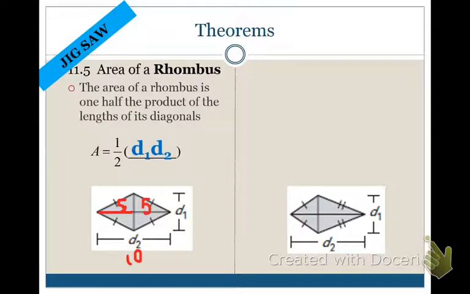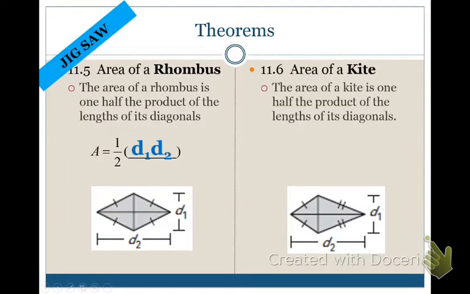And then we've got area of a kite. And it's the same thing. 1/2 the product of the diagonals. d1 times d2.